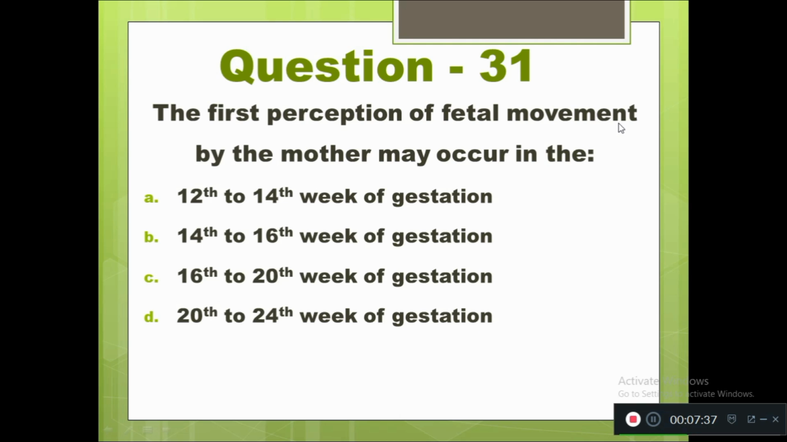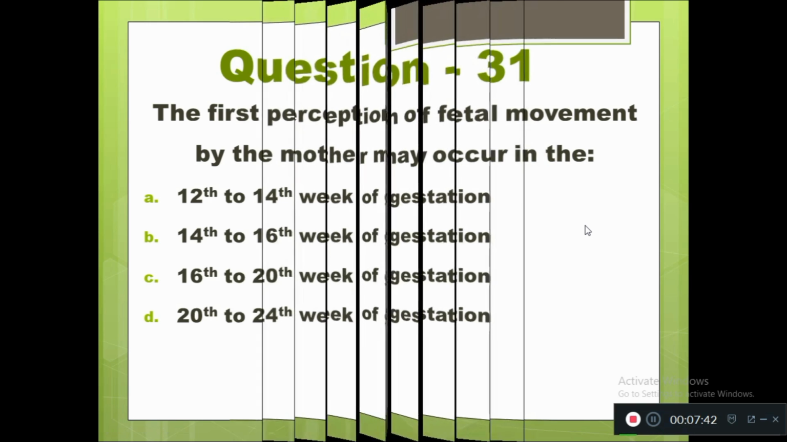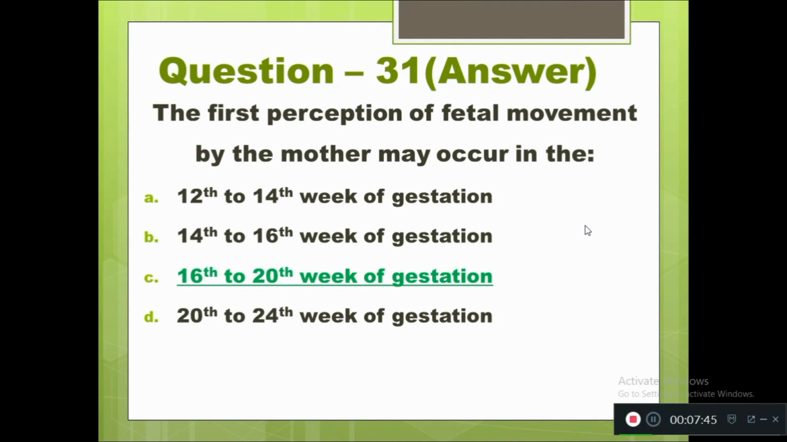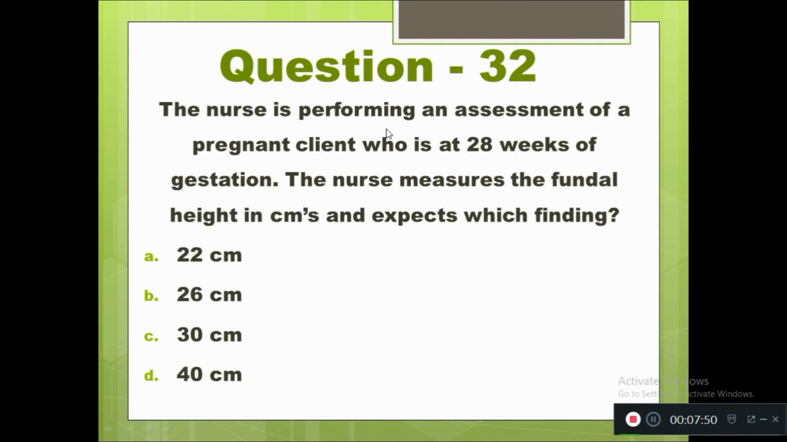The first perception of fetal movement by the mother is known as quickening, and this can occur during the 16th to 20th week of gestation. Question number 32. The nurse is performing an assessment of a pregnant client who is at 28 weeks of gestation. The nurse measures the fundal height in centimeters and expects which finding? Option A 22 centimeters, option B 26 centimeters, option C 30 centimeters, and option D 40 centimeters.